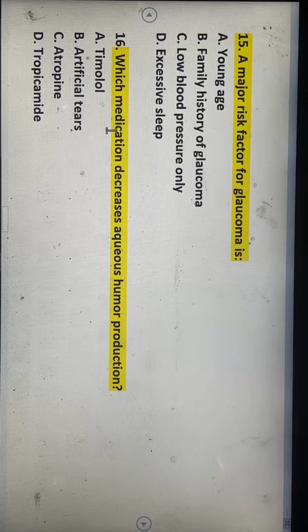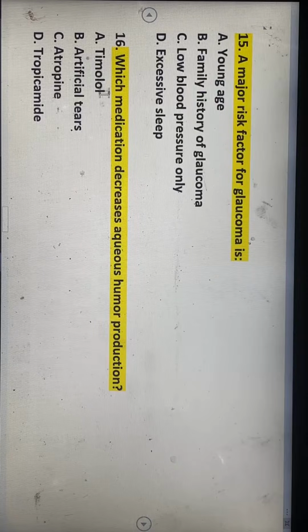Number 16, which medication decreases aqueous humor production? These are past questions. Don't joke with them. These are extracted past questions. If you choose Timolol, what is the answer? Is the answer artificial tears? Is the answer atropine? Is the answer tropicamide? So what is your right answer? If you choose D, you are wrong. If you choose C, you are wrong. If you choose B, you are wrong. The right answer is what?